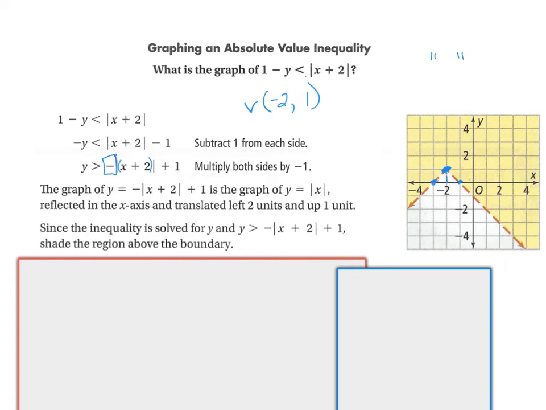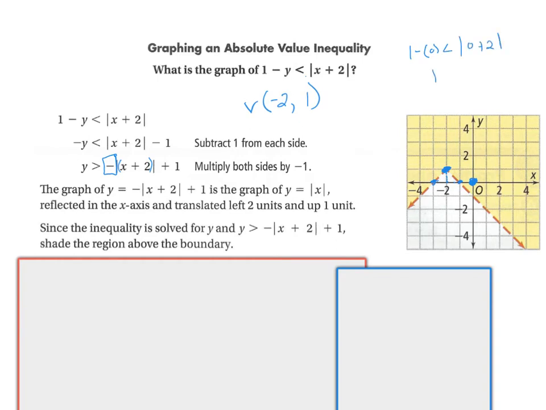Now we have to shade. We're supposed to pick a number. I like 0, 0, if I know that we didn't go through. And we're going to substitute it back into the original equation. 1 minus 0 for the y value. 0 plus 2, 0 for the x value.